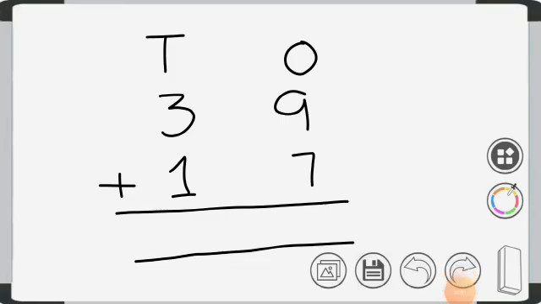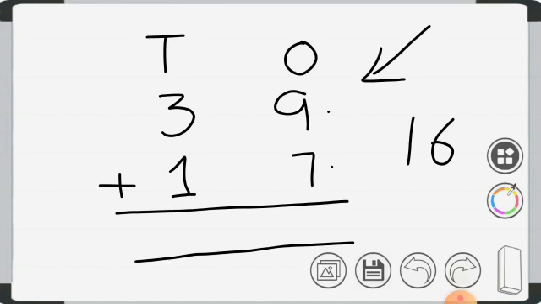Let's start learning. First, on page number 32, you can see there is a question: find the sum of 39 and 17. When we add 39 and 17, we know that we always start addition from ones. 9 and 7. 9 and 7 is, yes, 16.